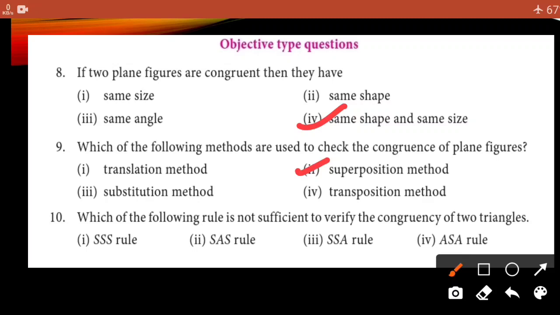Tenth one, which of the following rules is not sufficient to verify the congruency of two triangles? Already we learned three rules, SSS, SAS and ASA. Here they have given SSS, SAS, SSA and ASA. SSA is not a rule. So this is not the rule for checking the congruency of two triangles.